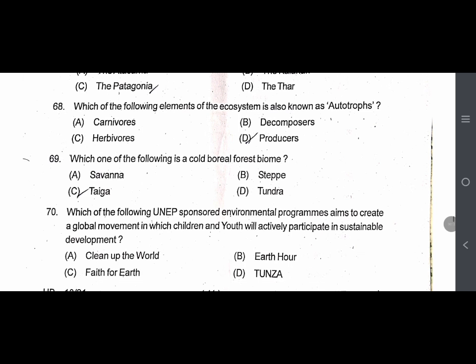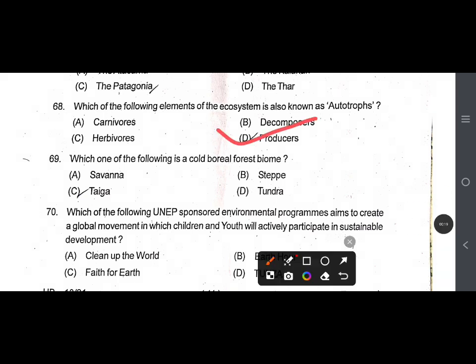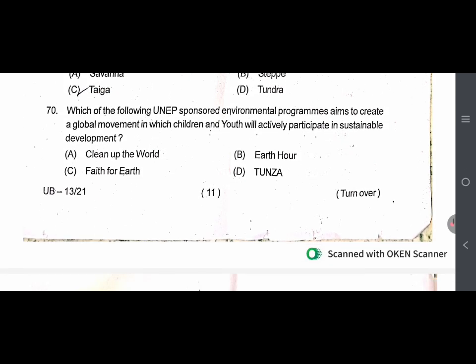68. Which of the following elements of ecosystem is known as autotrophs? ठीक आंसर टी हबो ऑप्शन डी प्रोड्यूसर. 69. Which one of the following is cold boreal forest biome? ठीक आंसर टी हैला ऑप्शन सी. 70. Which of the following UNEP sponsored environmental programs aims to create a global movement in which children and youth will actively participate in sustainable development? ठीक आंसर टी हबो ऑप्शन बी.